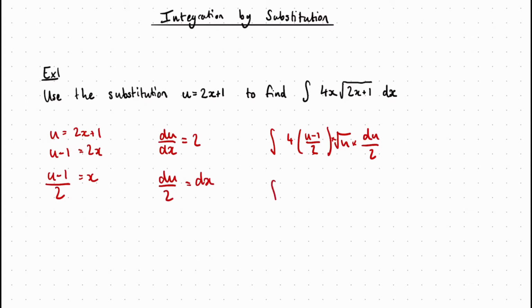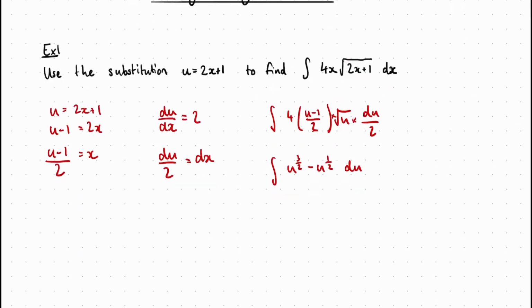So this is going to become u times root u. If you think of root u as u to the power half, this is going to become u to the 3 over 2 minus u to the half. The 4 divided by 2 divided by 2 going to disappear, just going to leave us with du. Okay, so now this is much easier to integrate than what we had a second ago.